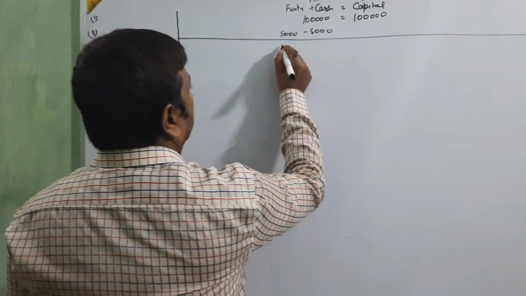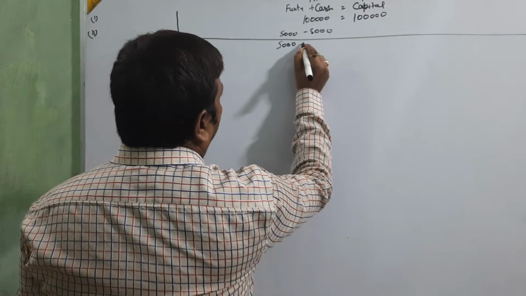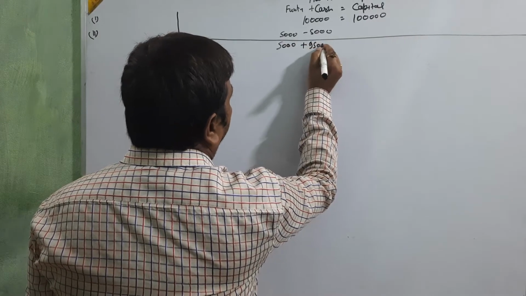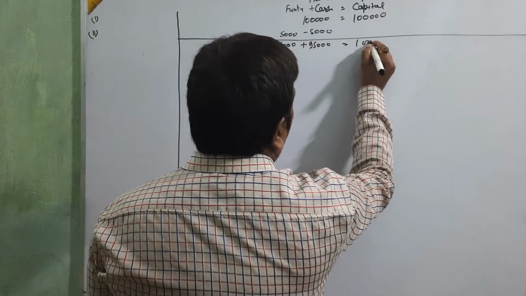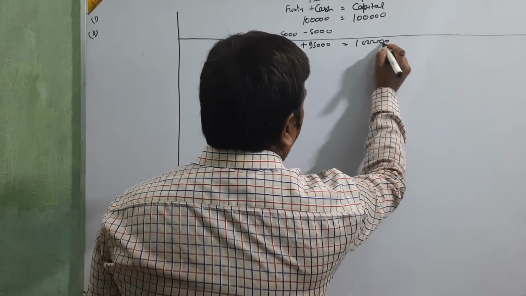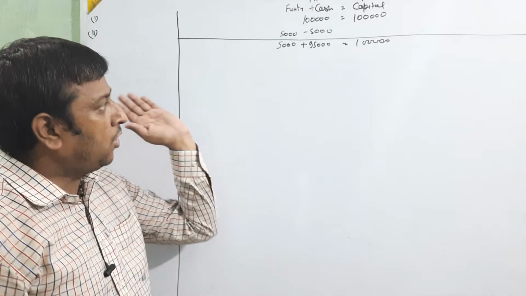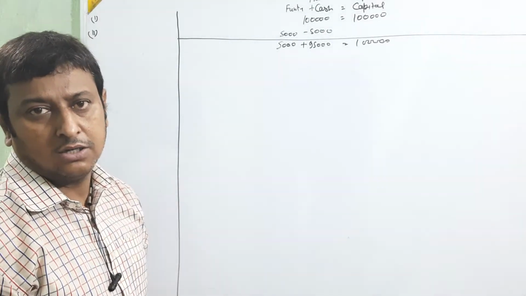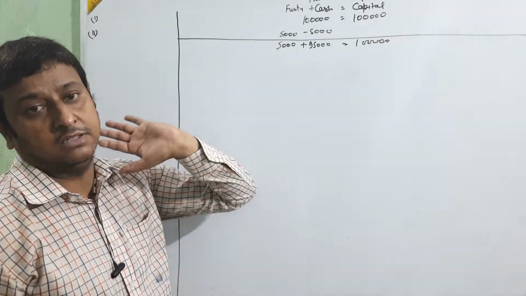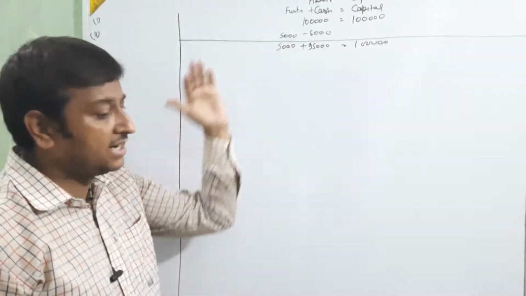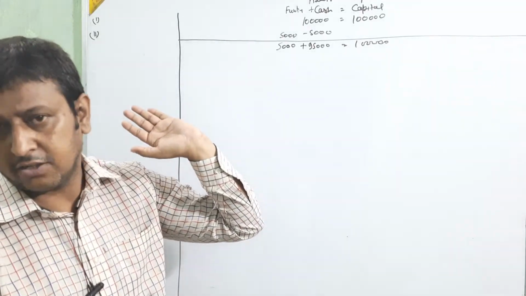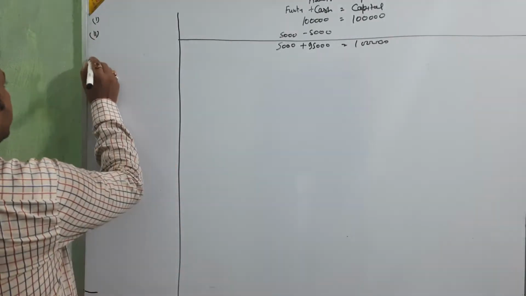Now finalize: 5,000 plus 95,000 is equal to 1 lakh. Okay, both sides are equal. After every transaction, just see whether both sides are equal or not. If not equal, then there is a problem, and if equal, it means everything above is clear. Okay, beta? Okay, go for the third.